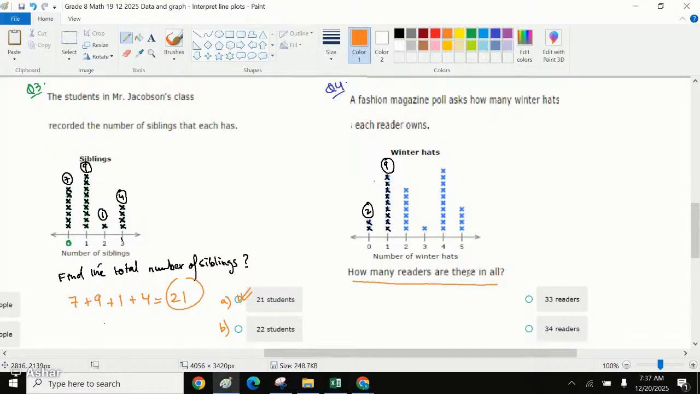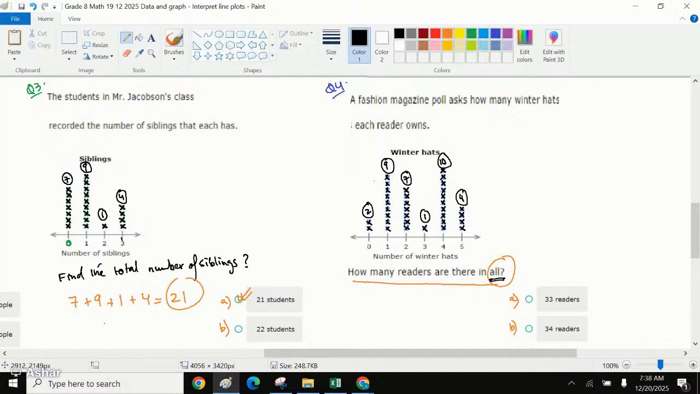Okay, how many readers are there all together? If they're asking us all together, now we have to do everything because we need all the people with number of hats, right? So 2 hats were owned by 1, 2, 3, 4, 5, 6, 7. Okay, 3 hats were owned by 1 person. There were 10 people who owned 4 hats, and 1, 2, 3, 4. There were 4 people who owned 5 hats.